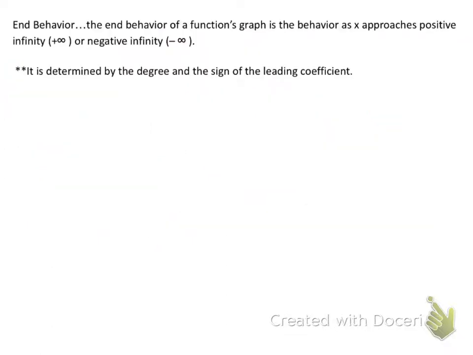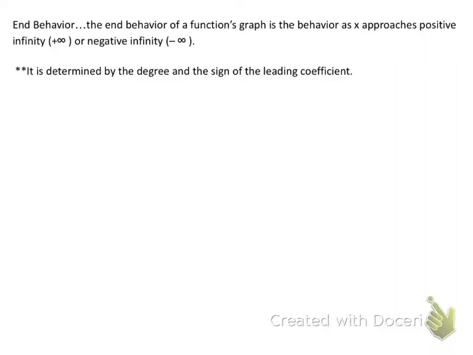Now, when we talk about the end behavior of a function, the end behavior of a function's graph is what does the graph do as x approaches positive infinity. So as x gets really large in the positive direction, is the graph going up or down? And then what is the graph doing as x approaches negative infinity, or as x gets infinitely small in the negative direction? And the end behavior of a function is determined by its degree and the sign of the leading coefficient.